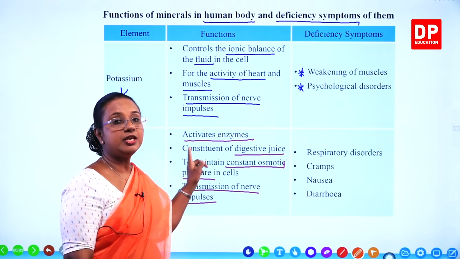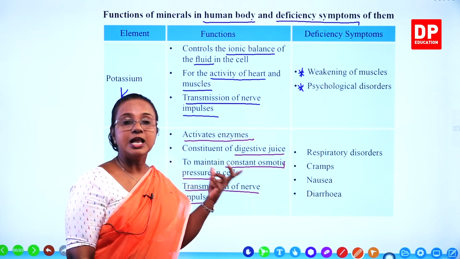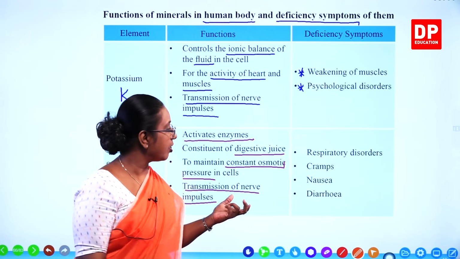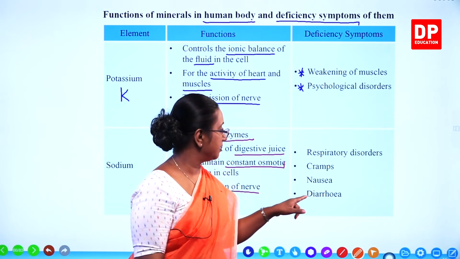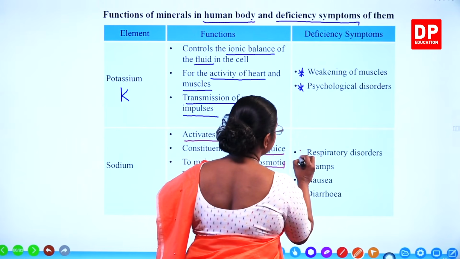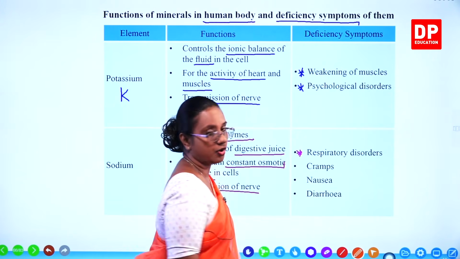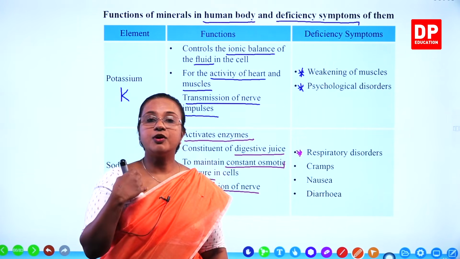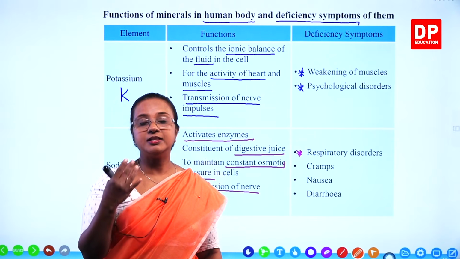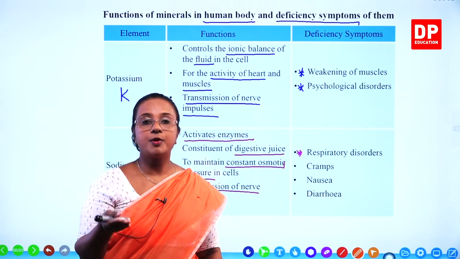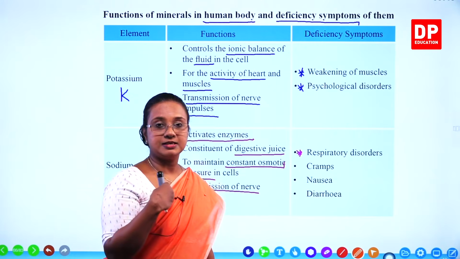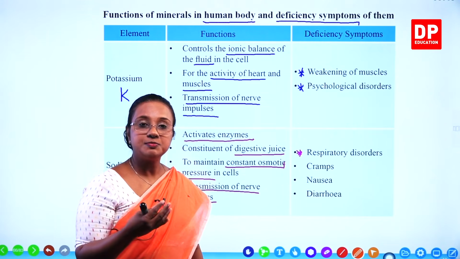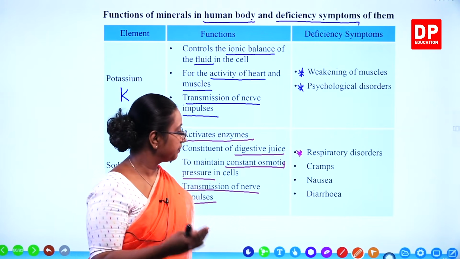So, if sodium is not present in enough amount in the human body, these deficiency symptoms can be observed. The first one is respiratory disorder. It can be difficult for you to breathe in and out, inhale and exhale properly. So, something is wrong with the respiratory system. That is called a respiratory disorder.